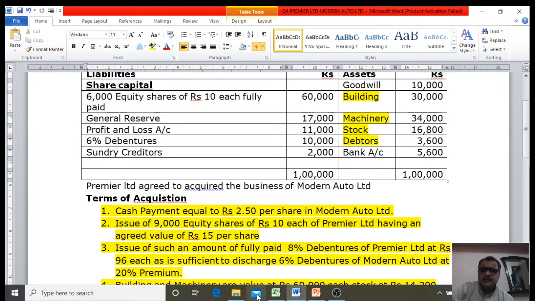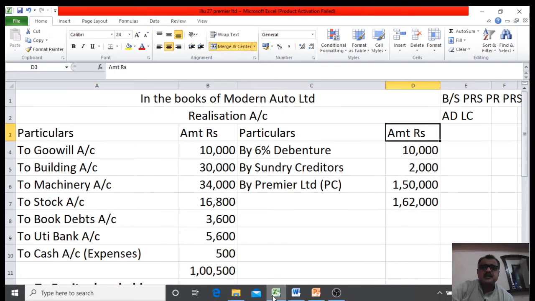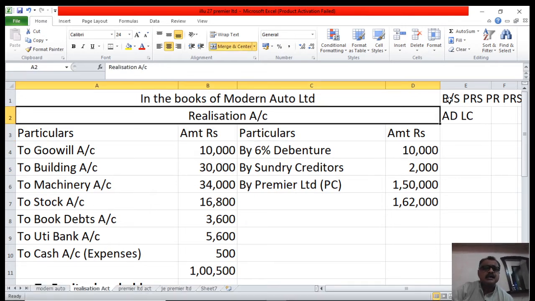Both these outside liabilities will be transferred to realization account credit side. So by 6% debenture 10,000 and by sundry creditors 2,000. Okay. So this completes my first step, that is balance sheet.